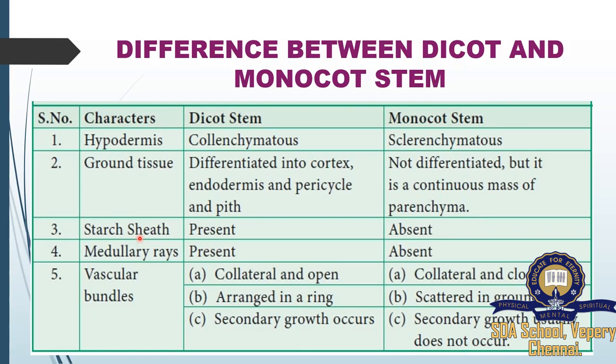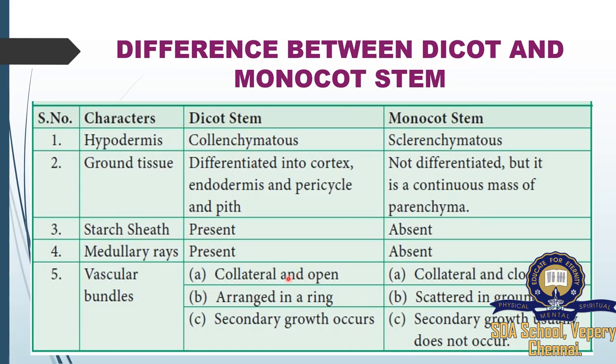Next, starch sheath. It is only present in dicot stem. Starch is for the preservation of food, but we don't have it in a monocot stem. Medullary rays are present in dicot, but absent here. It is present in the center of the stem. Vascular bundle is nothing but xylem and phloem.